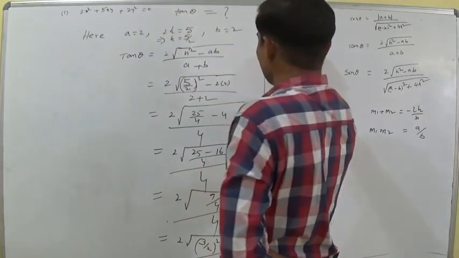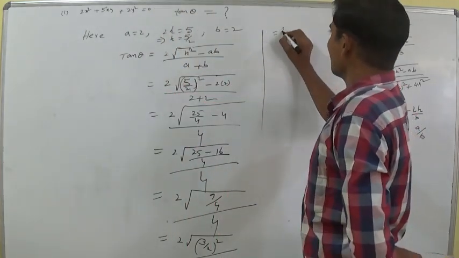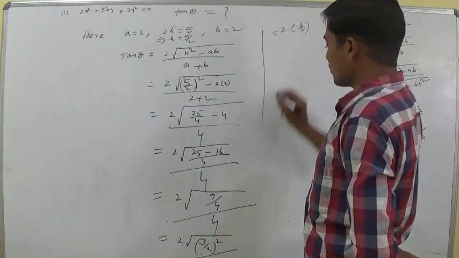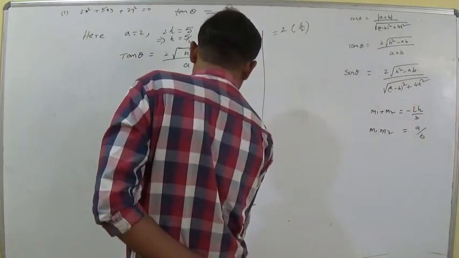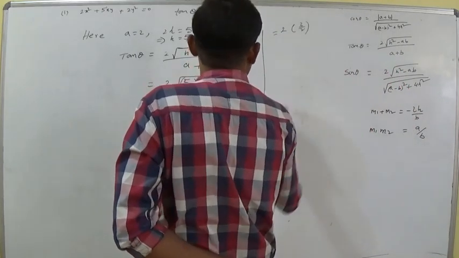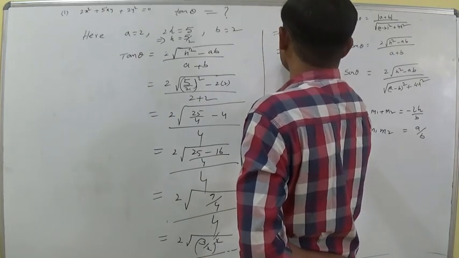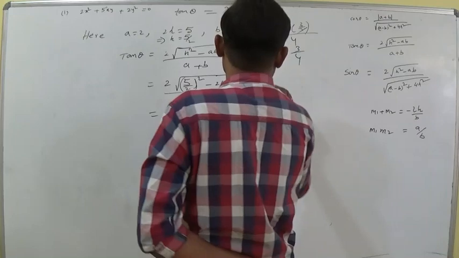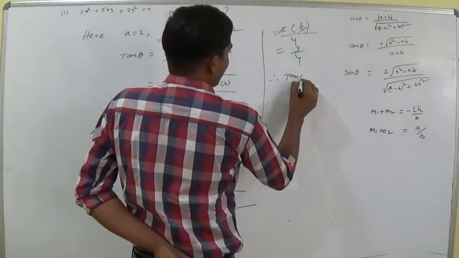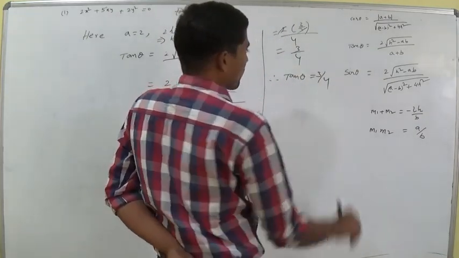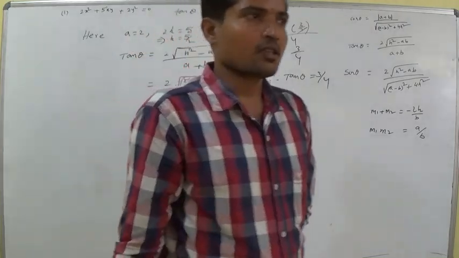which is equal to 2 into 3 by 2, because square and root get cancelled, by 4. 2 cancel. So 3 by 4 is the right answer. Therefore tan theta equal to 3 by 4. Understand? So next one.